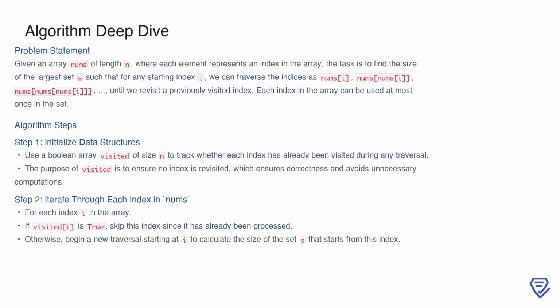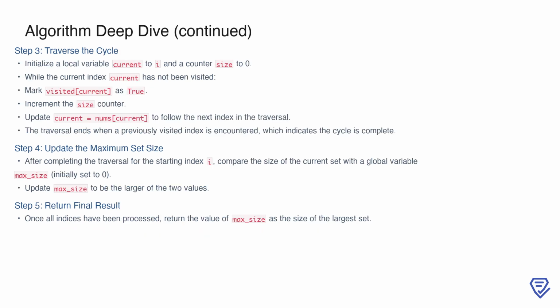To solve this, we use a systematic approach. First, we initialize a Boolean array called visited to keep track of whether a particular index has already been processed. This ensures that we don't revisit indices unnecessarily. Then, we iterate through each index in the array. If an index has already been visited, we skip it, as it has already been accounted for in a previous traversal. Otherwise, we begin a new traversal starting at that index to calculate the size of the cycle it belongs to. When starting a traversal, we initialize a local variable current to the starting index i and a counter size to 0, which will track the number of indices in the current cycle.